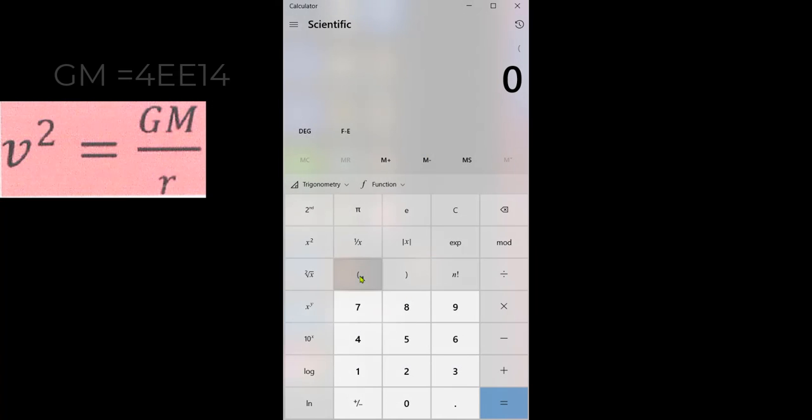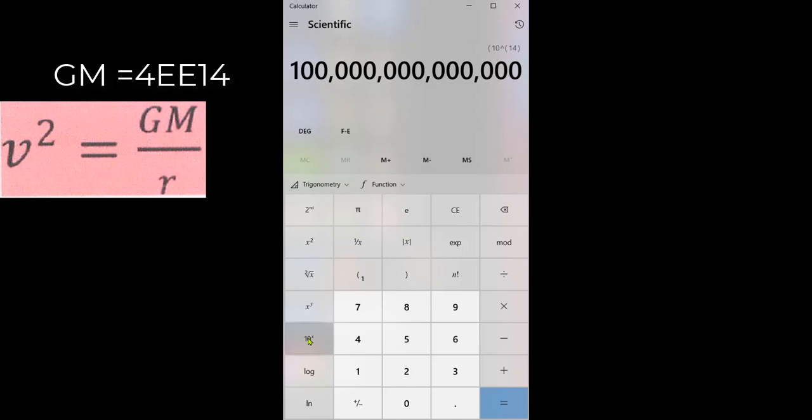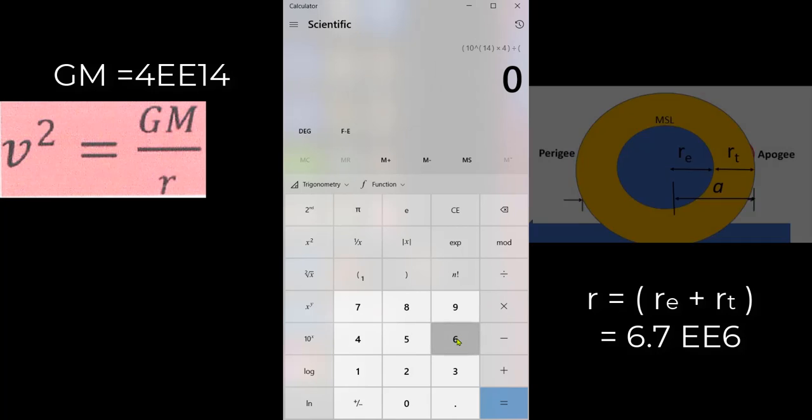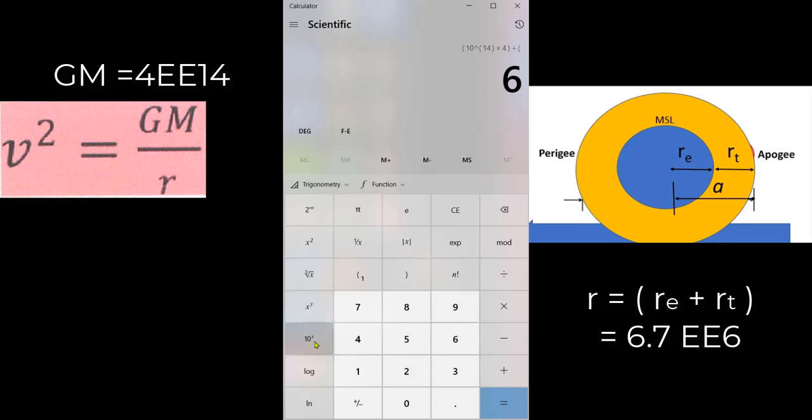have one of these. First you want to enter GM, and what I do is I use the 10 to the x power with 14, and then multiply that by 4, and that gives me G, and then GM, and then I want to divide, so I'll use the parentheses. I'll divide by R, which is going to be 10 to the 6th times 6.7 meters, and 6.7 equals the radius of the Earth plus the radius of the orbit.